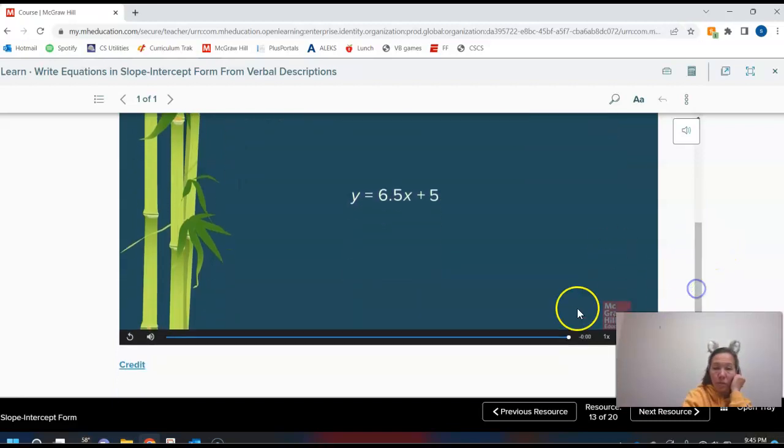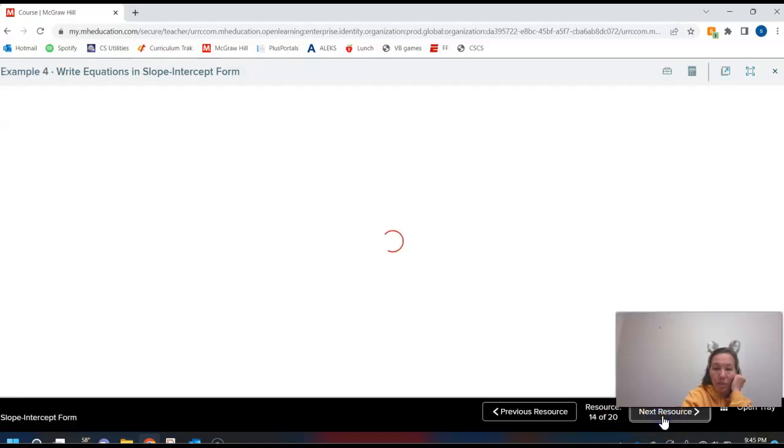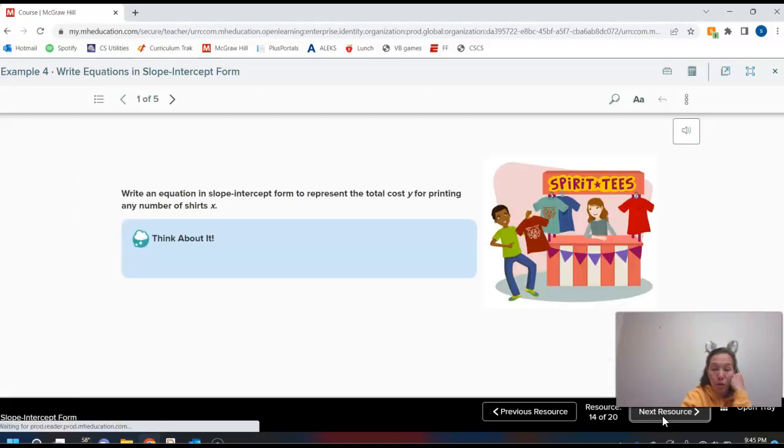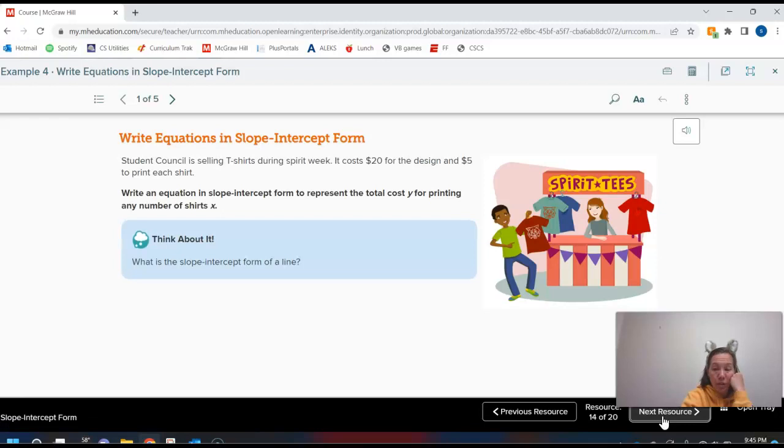Okay, so there's one example. Let's look at another one, and this is on page 230, so you can follow along on page 230. Kind of sounds like a howl, right?